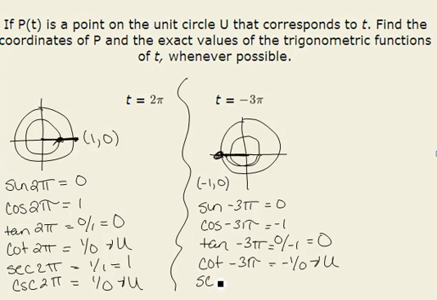Secant of negative 3 pi is the reciprocal of cosine, which is also negative 1. And finally, cosecant of negative 3 pi is the reciprocal of sine, or 1 over 0, which is undefined.